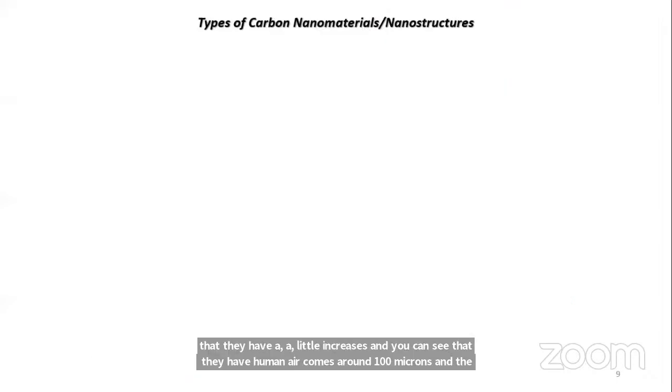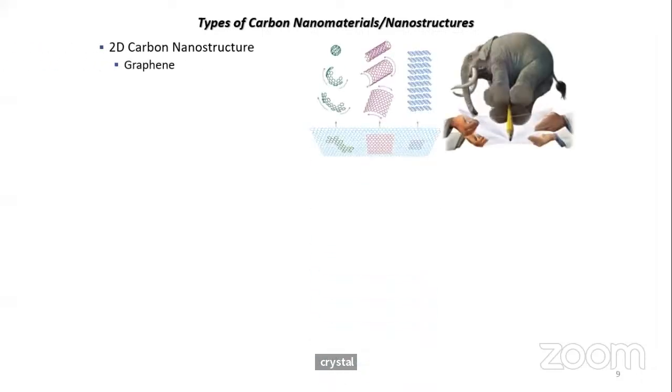Coming to different nanomaterials, the carbon nanomaterials, we'll start with the two-dimensional carbon nanostructure. An example of a two-dimensional carbon nanostructure is graphene.